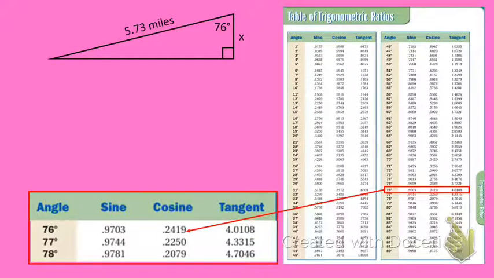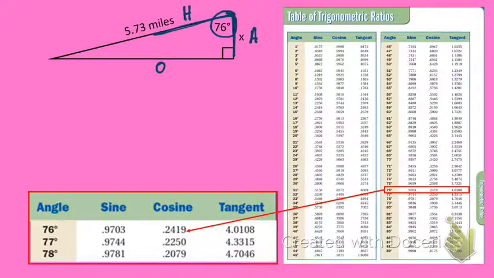In this problem, our reference angle is 76. We trace the sides of our reference angle. The longer is the hypotenuse, the shorter is the adjacent, and the leftover side is the opposite. So in this problem, we're trying to find the adjacent side, and the only other side that we have a measurement for is the hypotenuse.